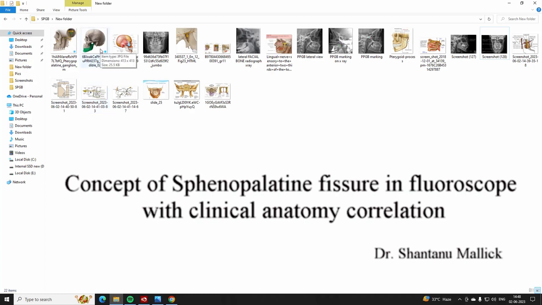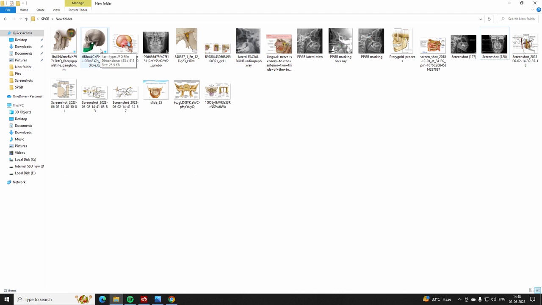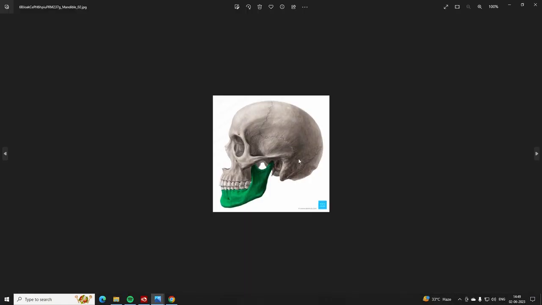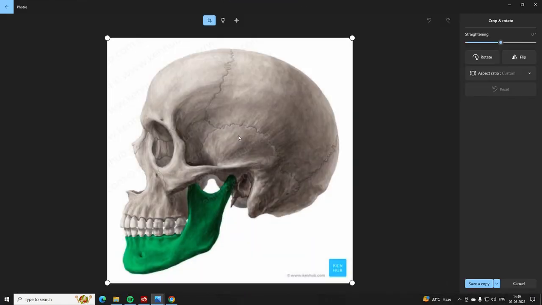Hello. Today we are going to discuss the fluoroscopic view of the pterygopalatine fissure, which will help us understand how to give the block of the sphenopalatine ganglion. So to go inside the sphenopalatine ganglion, first I should describe the picture you can see here.